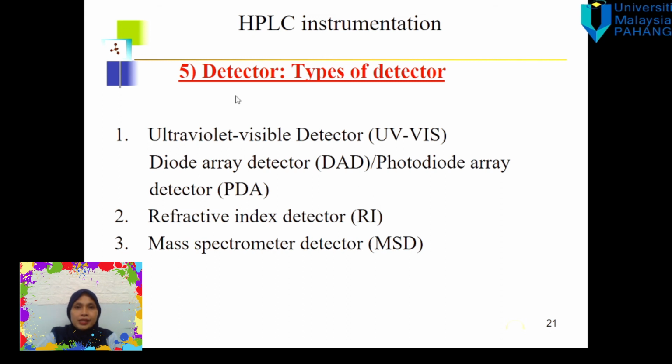The last part is the detector. In HPLC we normally use the UV-Vis detector, which we can also call a DAD or PDA. All of these use the UV-Vis range of light. If the compound does not absorb UV light, a refractive index detector (RI) or a mass spectrometer detector can be used. That's all for the compartments of HPLC.